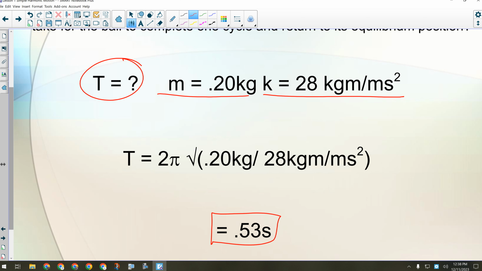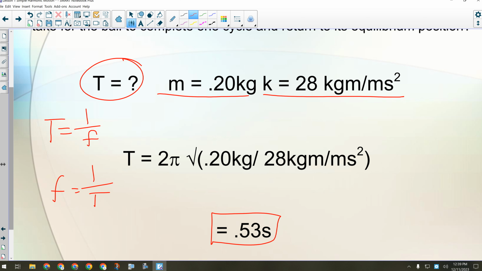Now, what if the question asks for the frequency? If I know the period, can I calculate the frequency? They're the inverse of each other. So if I wanted to solve for f, f is 1 over T. I would just go 1 over 0.53, and I would have the number of oscillations per second, because period is seconds per oscillation. Frequency is oscillations per second, or hertz.